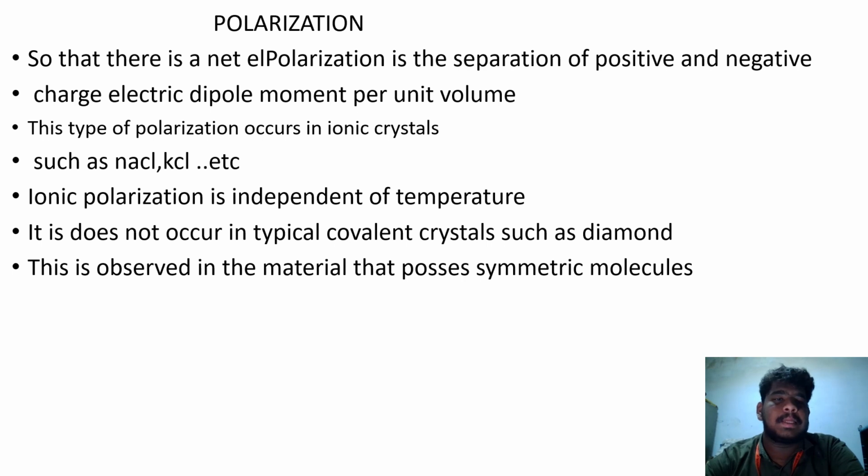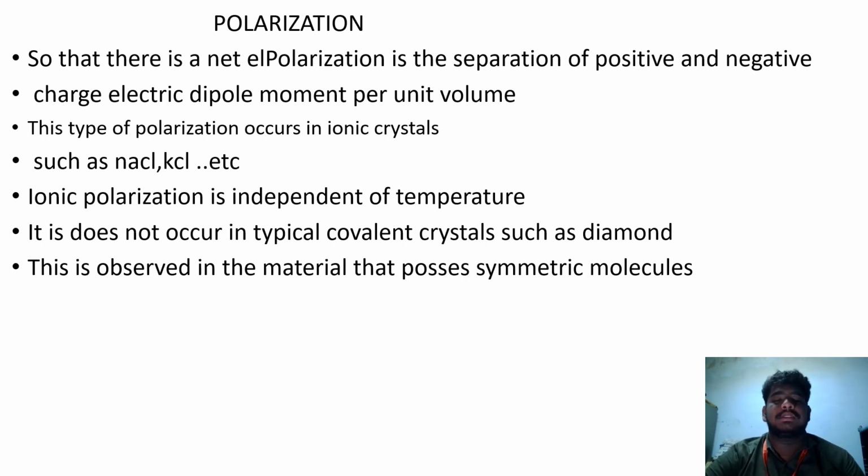Polarization. What is polarization? Polarization is the net separation of positive and negative charge, the electrical dipole moment per unit volume. This type of polarization occurs in ionic crystals such as NaCl, KCl, etc.